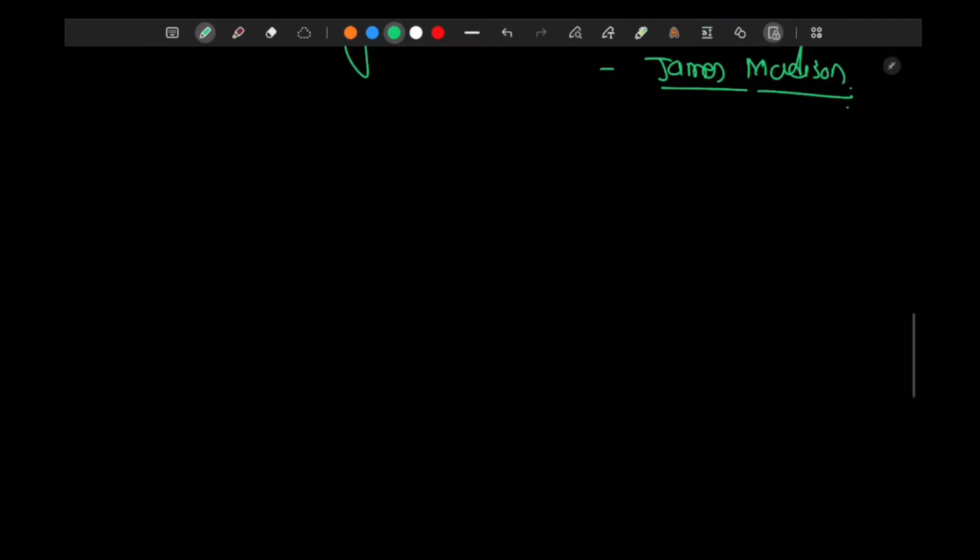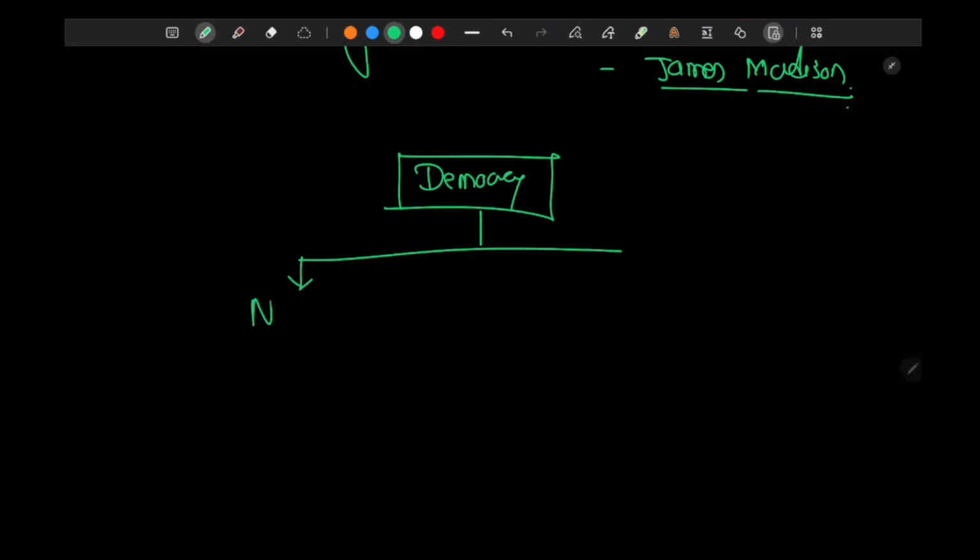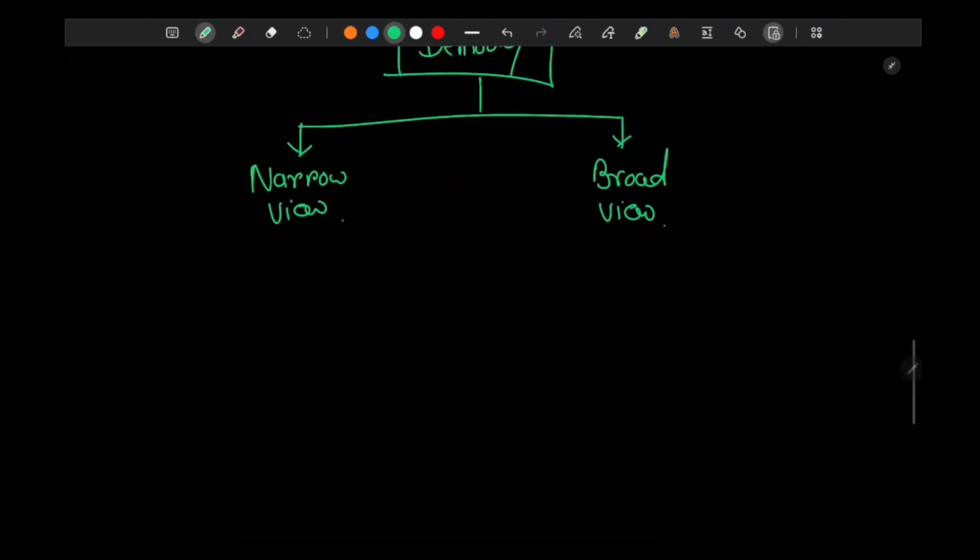With respect to democracy, there are two models. In general, democracy can be categorized as having a narrow view and a broad view. So what does the narrow view say? That democracy is just a form of government.